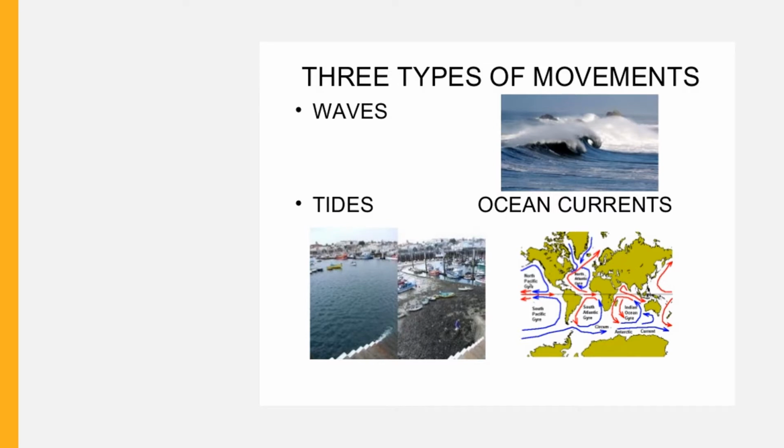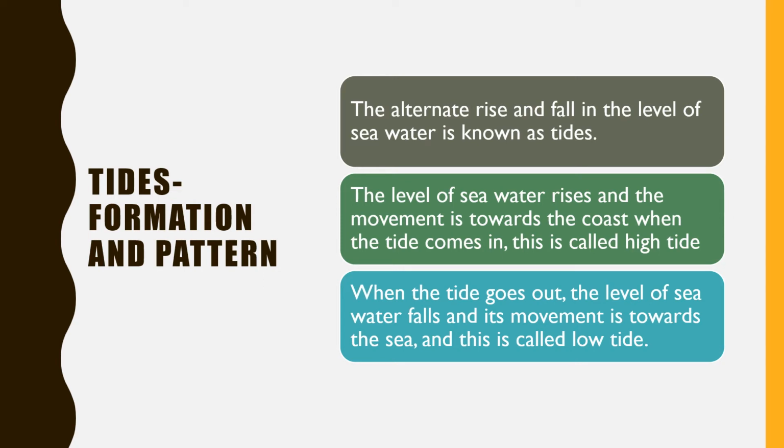There are three types of movements of water. One is waves, two is tides, and three is ocean currents. The rise and fall of water in the sea is known as tides. When the tide comes in, the level of sea water rises and moves towards the coast. This is called high tide. You must have seen it in the ocean. When the tide goes out, the level of sea water falls and its movement is towards the sea. This is called low tide.